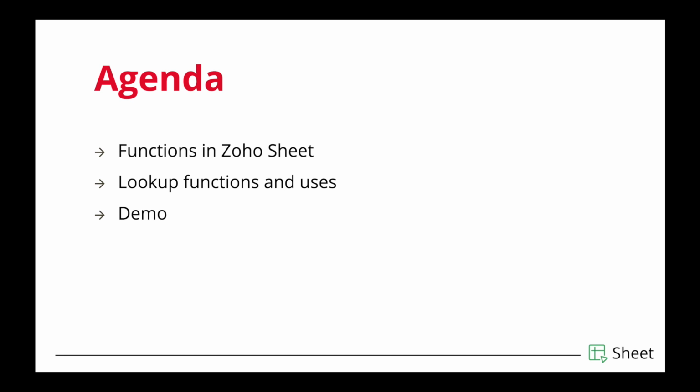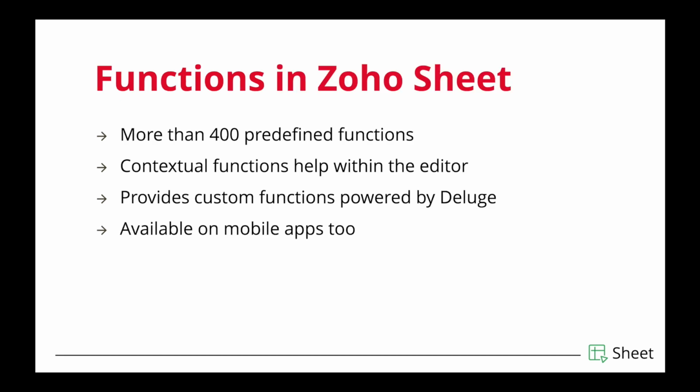Functions are an integral part of a spreadsheet application, and in Zoho Sheet we provide more than 400 predefined functions that you can use for various use cases and data types. Zoho Sheet also provides you with contextual function help right inside the editor, so you can work with functions without any trouble.